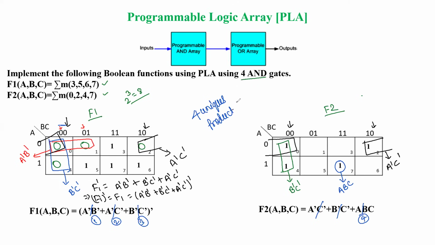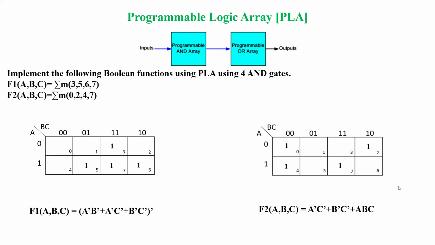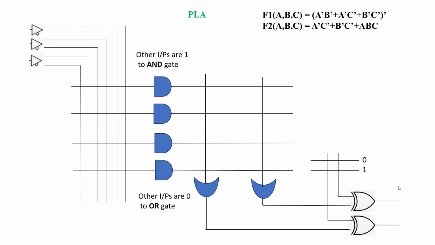So now we have satisfied the condition given in the question, that we have to design with the help of four AND gates only. Now we'll see how we are going to design this with the help of four AND gates. For that purpose, here we have taken the same function. That function has three variables, and the variables are already given: A, B, C.